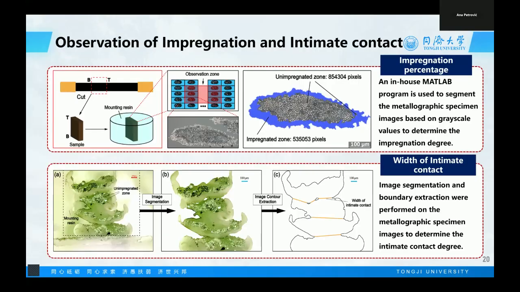And after the mechanical test, the corresponding tensile specimen is prepared as the metallographic specimen to be observed under the optical microscope. An in-house MATLAB program is used to segment the metallographic specimen images based on the grayscale values to determine the impregnation degree. And the image segmentation and boundary extraction were performed on the metallographic specimen images to determine the intimate contact degree.